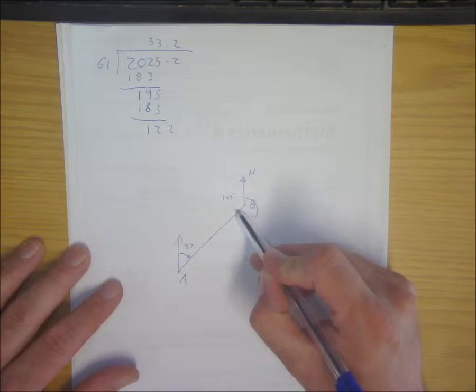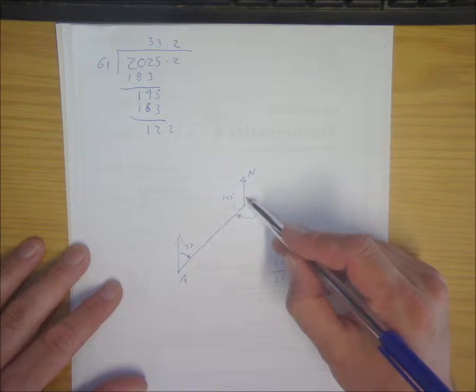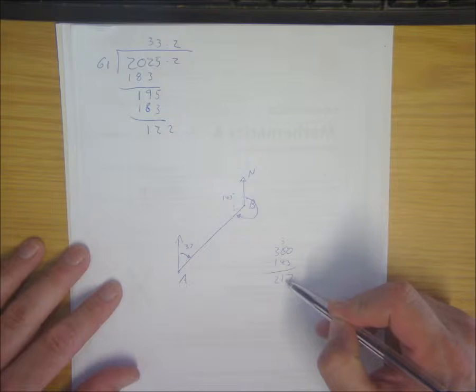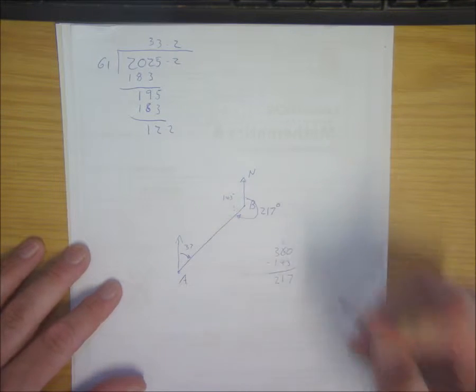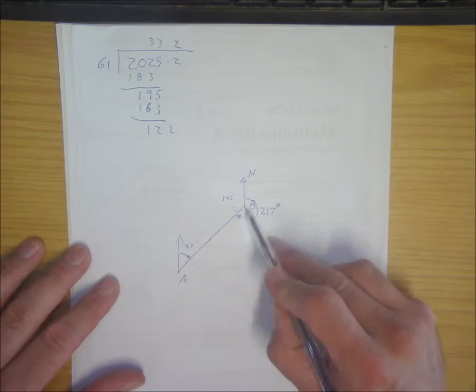But that's not the bearing, because the bearing has to be clockwise. So if I take 143 off 360, I'll end up with 217. So that angle there is 217 degrees, and that is the bearing of A from B.